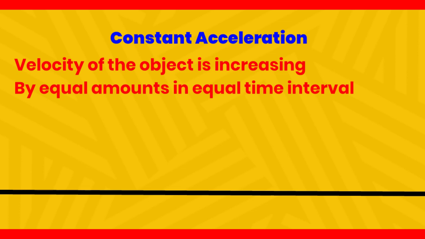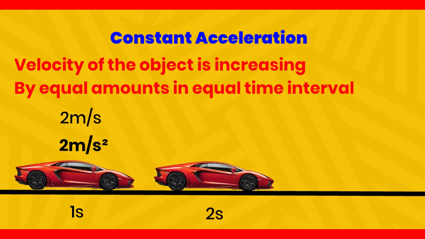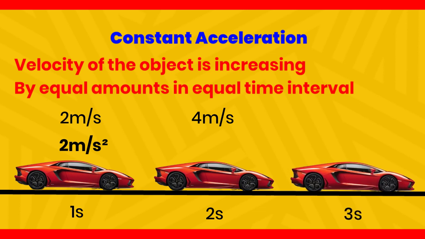Let's say a car is moving with a constant acceleration of 2 meters per second squared. This means that after 1 second, the velocity is going to be 2 meters per second. 2 seconds later, the velocity will be 4 meters per second. And 3 seconds later, the velocity will be 6 meters per second. You will notice that the velocity is increasing by equal amounts in equal time intervals.